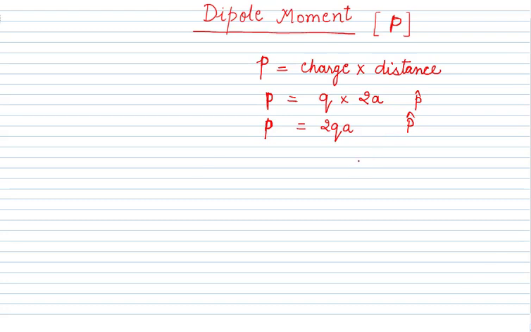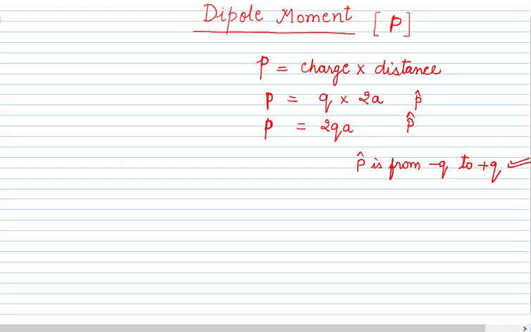So P cap is written as from minus Q to plus Q. So whenever you draw a dipole, always remember that P directs from minus Q to plus Q. Either you are doing a derivation or any numerical problem where you are choosing the direction, or any of the competitive exams, this is a thumb rule that P cap is always from minus Q to plus Q.